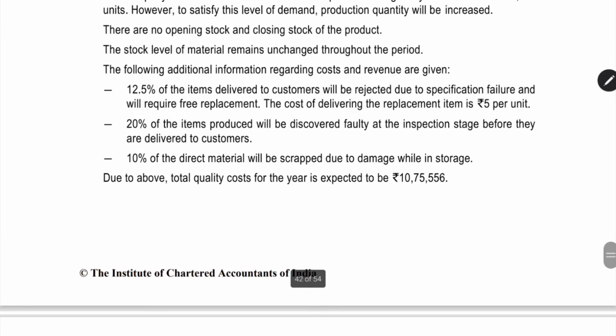The next thing is 20% of the items produced. After becoming finished goods, 20% of the items produced will be discovered faulty before they are delivered to customers. As I told, after finished goods, you will do sales. But before sales, they will do an inspection and find 20% of the items faulty, and then they will scrap it.